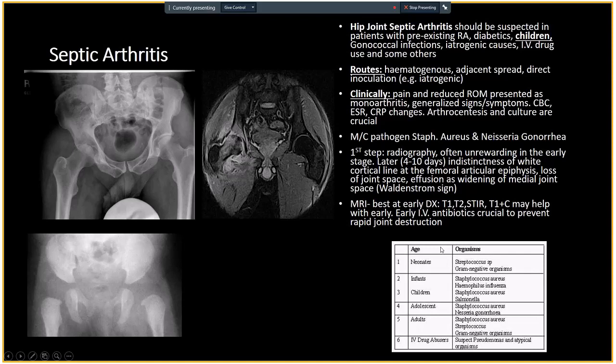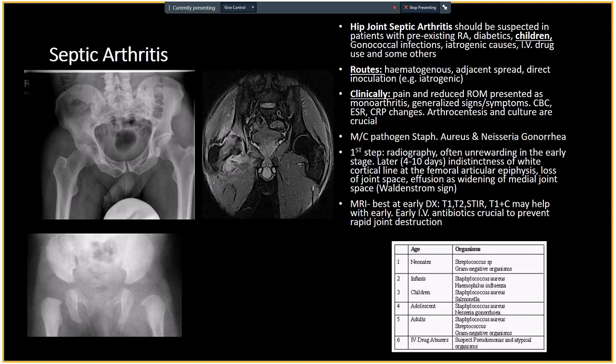So please study some of those important causes. Again, in children you should suspect it, in diabetics, in patients with pre-existing rheumatoid arthritis perhaps, and a few others. Certainly IV drug users are also predisposed to septic arthritis. Again, you start with X-ray, and if it's unremarkable, you should definitely consider MRI as your next immediate step.